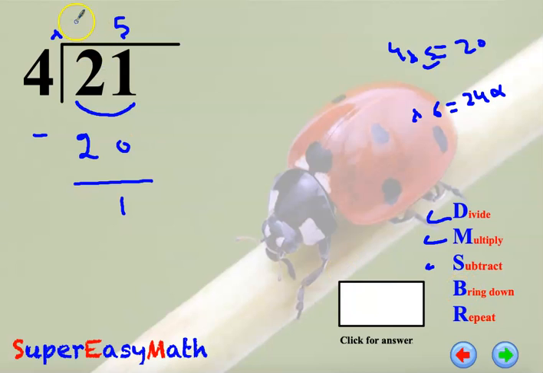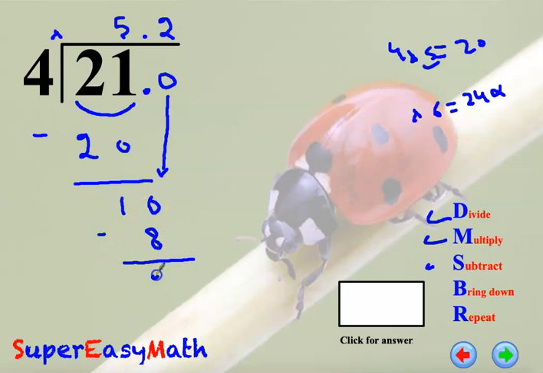Bring down. Now we have no more digits to bring down, and the remainder is not equal to 0. So as we did before, we will add a decimal point and a 0 here. Then we will raise this decimal point to the quotient and bring down this 0 and repeat our step. So divide, how many 4 we have in 10? So 4 times 2 equal to 8, and 4 times 3 equal to 12, greater than 10, not accepted. Then multiply, 4 times 2 equal to 8.